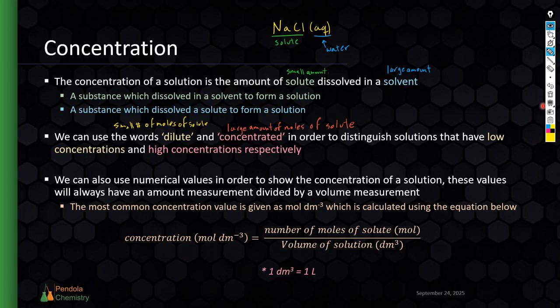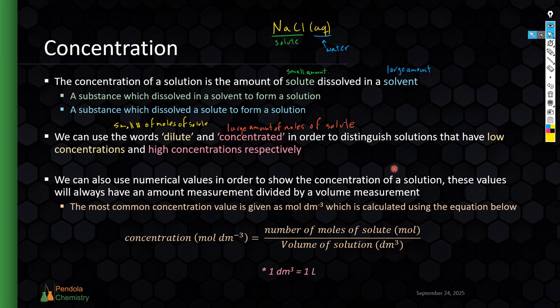Just a small amount of moles of solute in dilute versus a large amount of moles of solute in concentrated. The issue with words like dilute and concentrated is that they don't give us any information other than whether there's a small amount or a large amount; they don't give us workable numbers. We can instead use a numerical value to show the concentration of a solution. There is always going to be some number of moles in a solution, and we're looking for an actual number, an actual value.